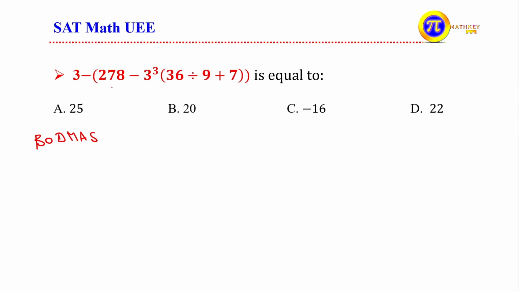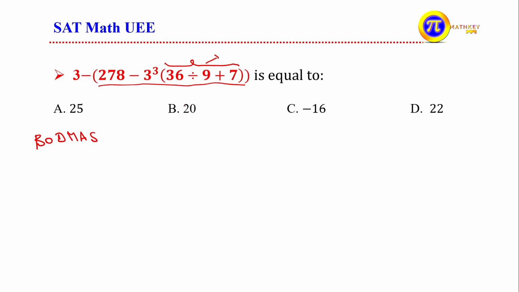So from this, here we have two brackets, the outer one and here we have the inner one. First let's try to solve this. It consists of 36 divided by 9 plus 7. It has division as well as addition. So first you'll try to solve what?